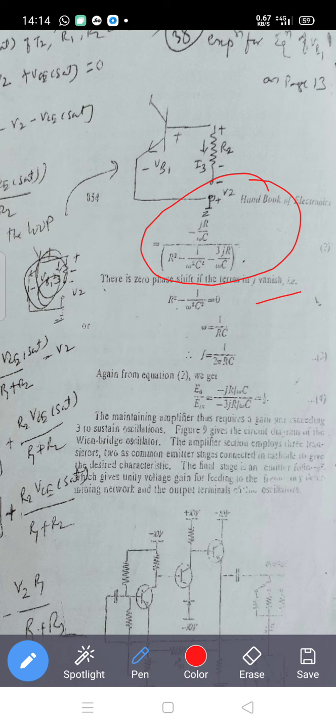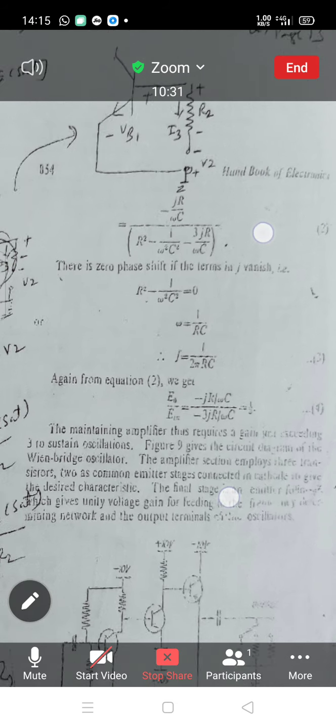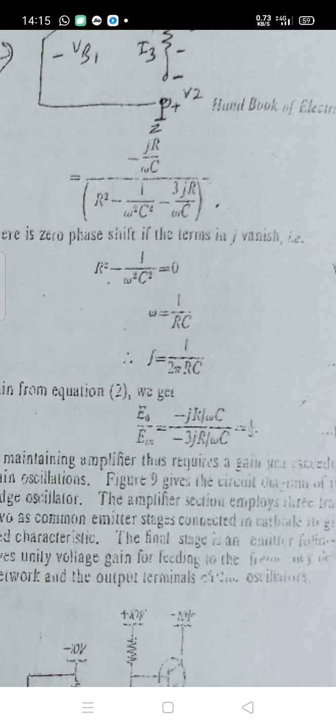You have to solve this equation. So you have to take r square out to this side, or 1 by omega square c square this side. So it will become r square equal to 1 upon omega square c square. And from that equation we get omega equal to 1 by rc. Therefore frequency f will be equal to 1 upon 2 pi rc.